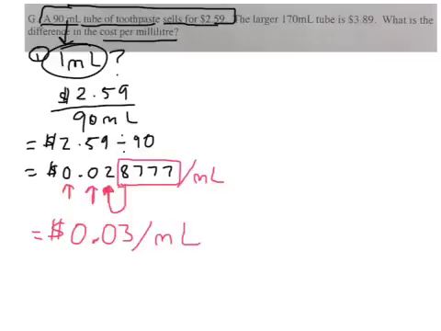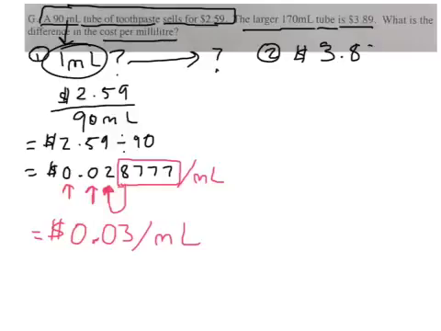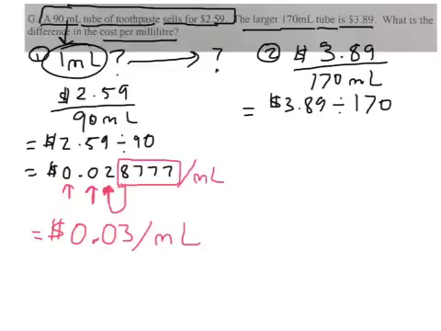The second tube of toothpaste that we look at is larger in size. It's got 170 milliliters in the tube, and it's $3.89. So we go through the same process. We want to know the same thing, how much 1 milliliter costs with that toothpaste. So we take the $3.89 and we divide by 170 milliliters. $3.89 divided by 170. Go ahead and punch that into your calculator, because you need to practice using your calculator for the EQAO.